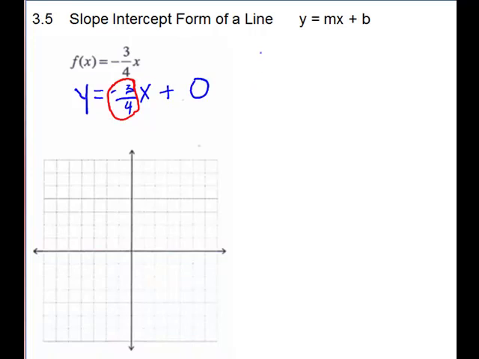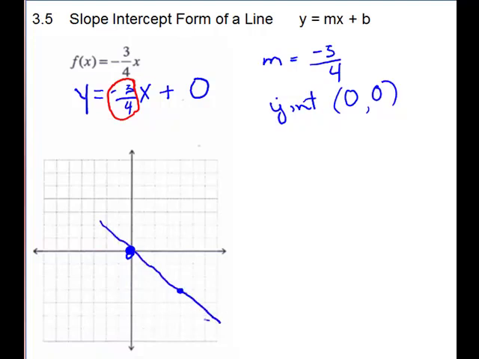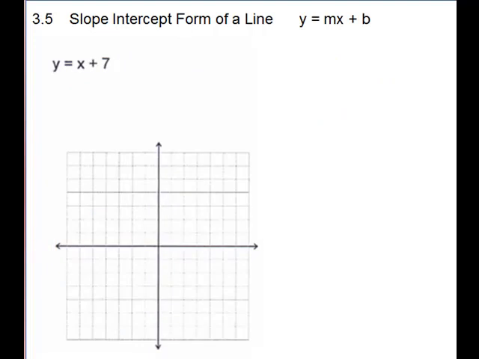Right? Our slope is -3/4. And our y-intercept will be 0, 0. So we'll plot that first. From there, we're going to go down 3. 1, 2, 3. Over to the right 4. 1, 2, 3, 4. Make a point. Connect the dots. For our next equation, y equals x plus 7.